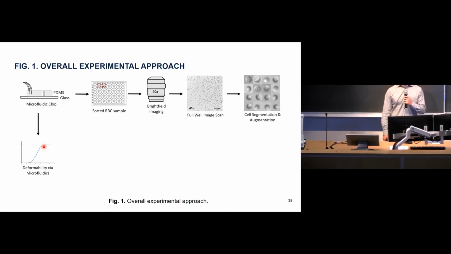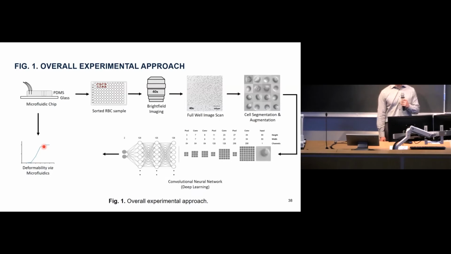These full well image scans are passed through a custom computer vision segmentation algorithm and are augmented by rotating the images to produce balanced classes of different deformability levels. The training dataset is used to train a convolutional neural network, which learns relevant image features to detect the deformability of red blood cells using new and previously unseen images. Finally, the deep learning derived deformability score can be obtained and is compared to the microfluidic method.